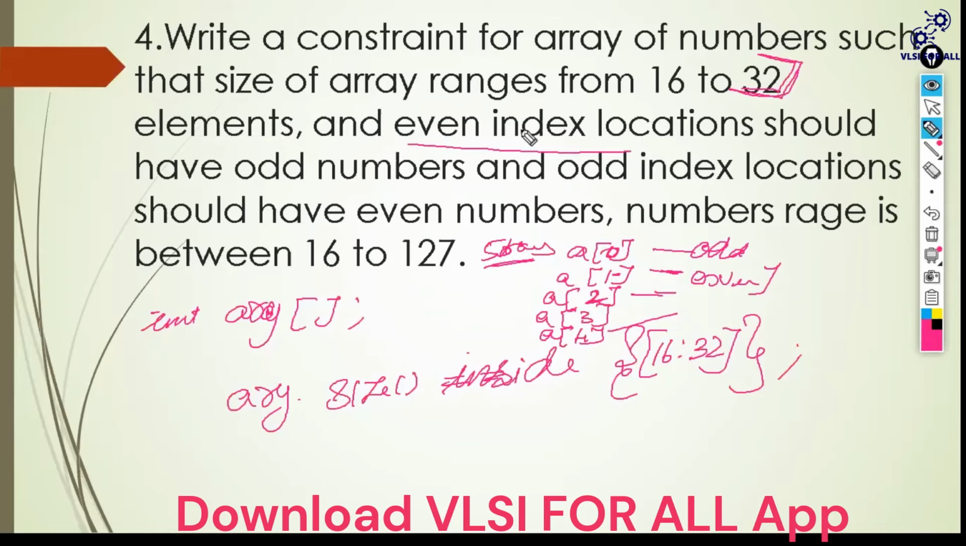You can write one constant for the index, and if that index is odd, then another constant for the number, and that number should be even, and also that number will be in between 2 and 127. So three constants you need to write.